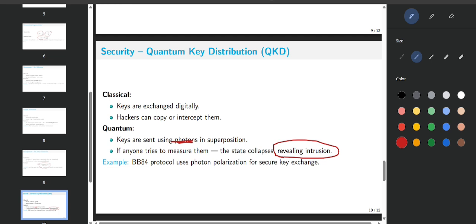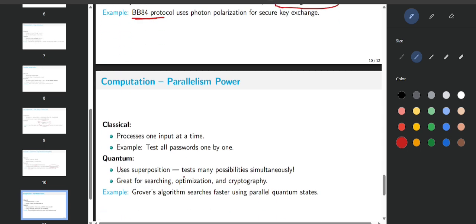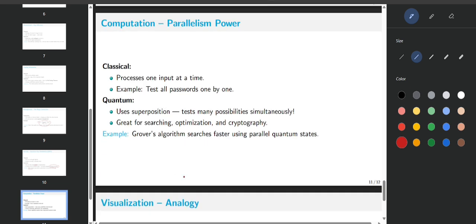One famous example is the BB84 protocol, developed by Bennett and Brassard in 1984. I will make one video on the BB84 protocol, quantum communication, and quantum key distribution combined.